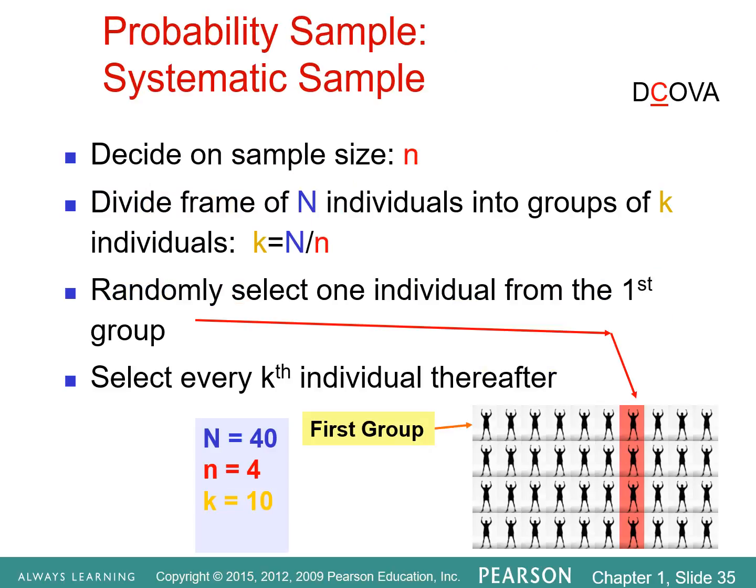Decide on a sample size, n, right? How many people are you going to ask? So for example, we're going to ask every 4th person, or the 4th person in every row, okay? Decide on the sample size, 4th person in every row. Divide by the number of individuals. We're going to ask 100 people and put them in groups of 10, and we're going to ask the 4th person in every group of 10. Randomly select one individual from the first group, that would be this person, and now select every 10th person thereafter, okay?